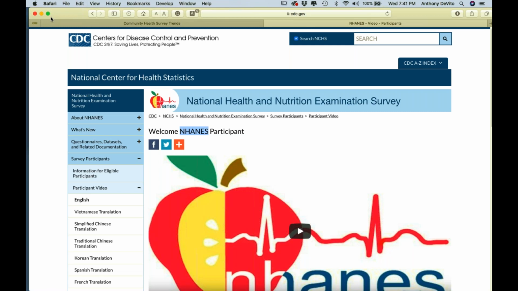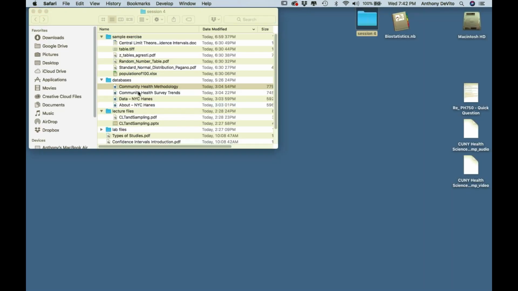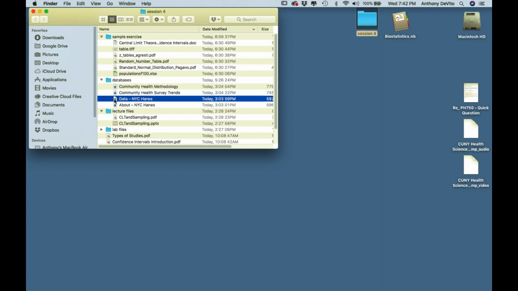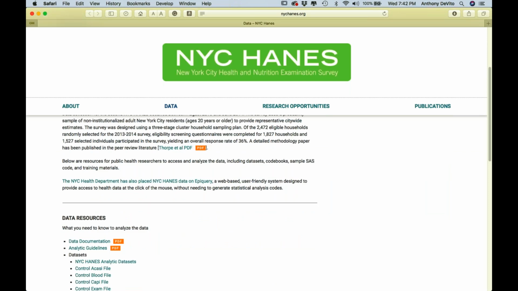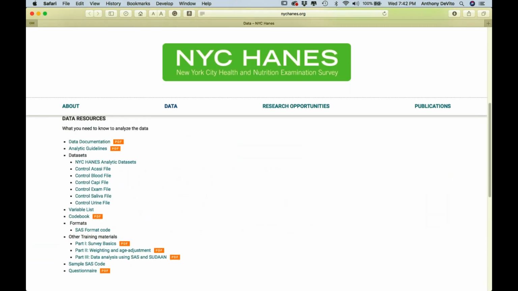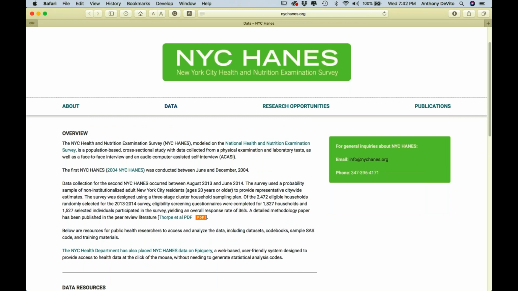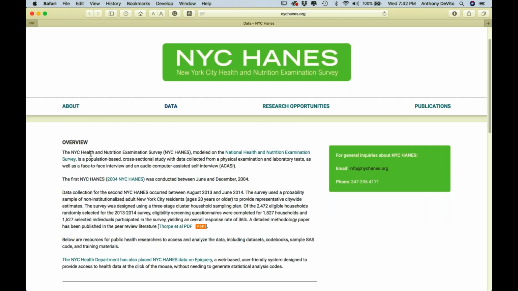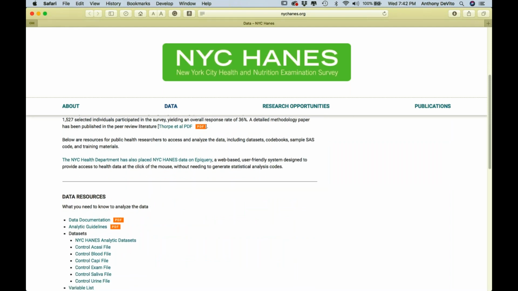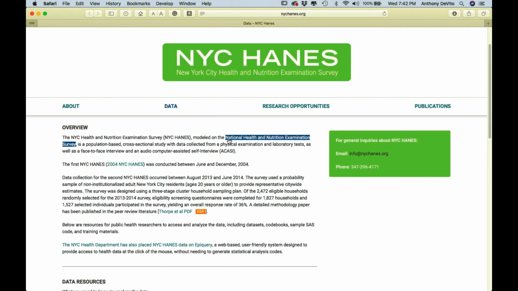Okay, and there's a New York City version of this as well. Let's see, it is New York City HANES rather than National HANES. See if I can get it to open up. Okay, and here's an overview of it, and so on and so forth. We get some more information about it. You can see it's modeled on the National Health and Nutrition Examination Survey as well.